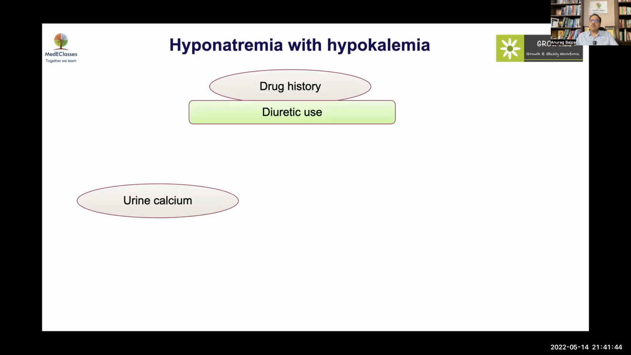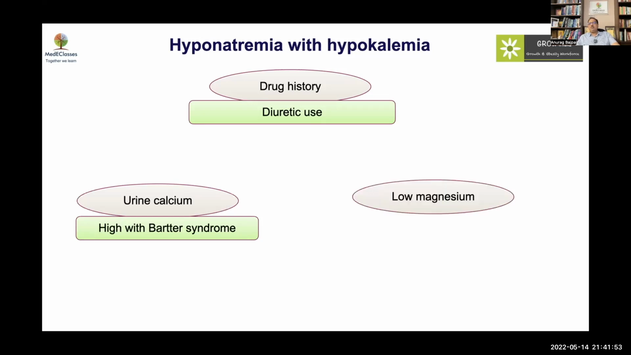Diuretic use will become important. Look at urinary calcium. If the urinary calcium is high, this could be a Bartter syndrome in the absence of diuretic use. If you have hypomagnesemia, you're dealing with Bartter and Gitelman. Of course, diarrhea you have to evaluate in that perspective.